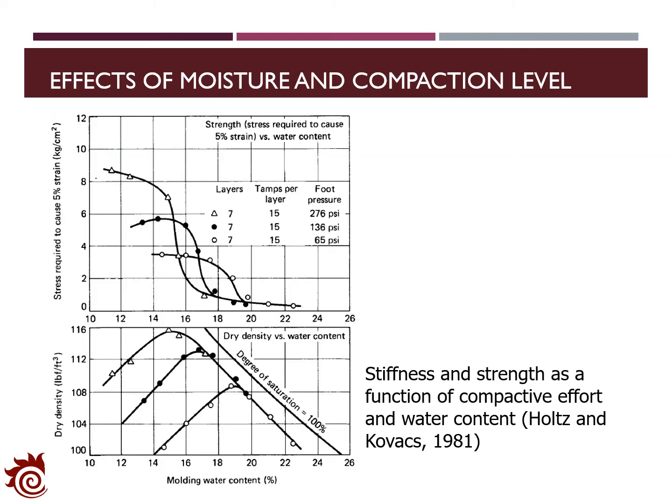The figure here shows some test data about the stiffness and the strength with respect to moisture contents and compaction efforts. The figure on the top shows the stress required to cause 5% strain, which is applied to measure the strength of the soil. Under different moisture contents and compaction efforts, each line will represent one compaction effort. We can see that when the moisture content is less than the optimal value, by increasing the compaction effort, the strength will increase dramatically. While when the moisture content is higher than the optimal value, the strength will almost be the same under different compaction efforts.